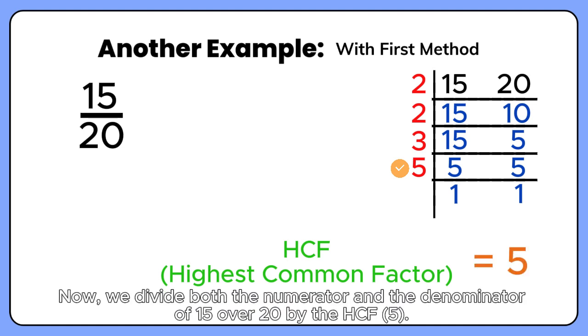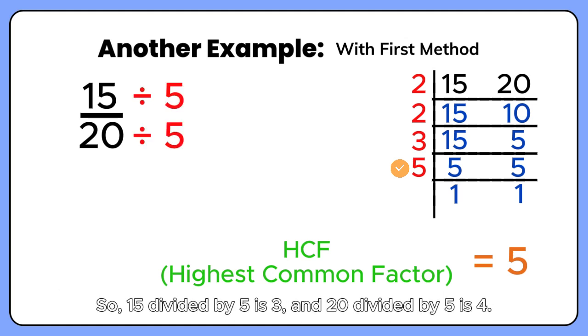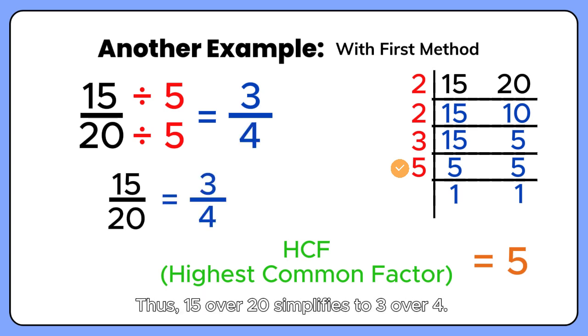Now we divide both the numerator and the denominator of 15 over 20 by the HCF 5. So 15 divided by 5 is 3, and 20 divided by 5 is 4. Thus, 15 over 20 simplifies to 3 over 4.